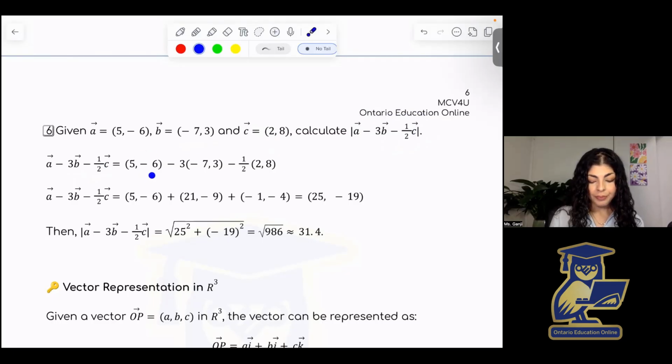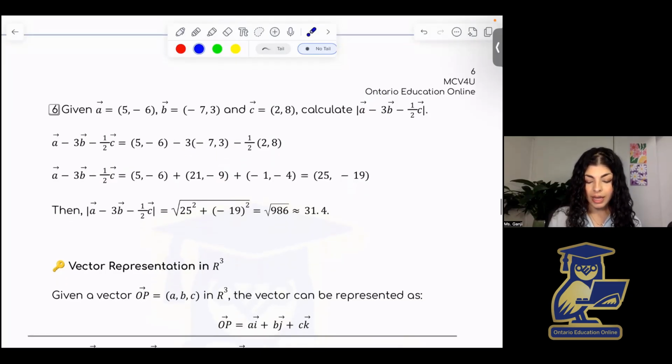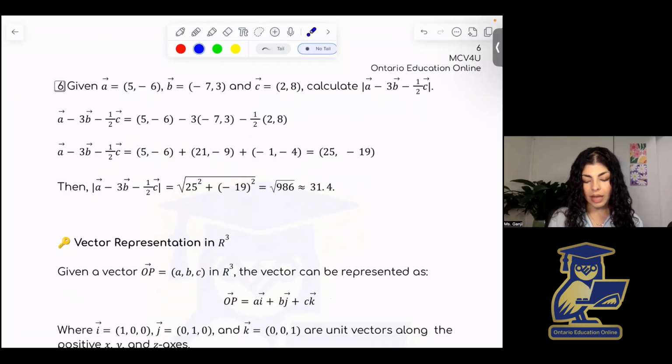So I'm starting with A, and now minus 3 times B, which was -7, 3, and then half of C, which is 2, 8. Now, if I distribute, these are just scalars, then A is just itself. This becomes 21. I distributed also the -3 here, so it becomes 21, -9. And here I've also distributed the negative and half, so it's -1, -4. And now I just added the x components. So 5 plus 21 minus 1 is 25, and -6 minus 9 minus 4 is -19. So this is the resulting vector.